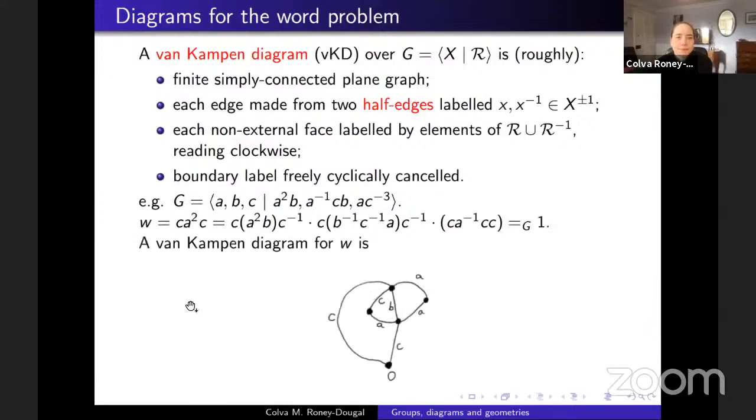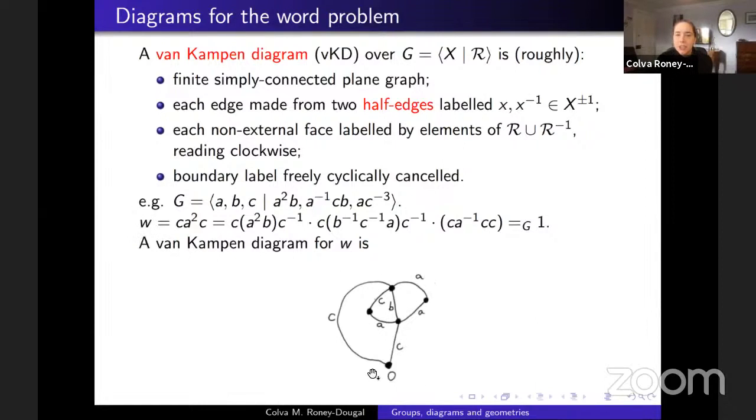Right. Here's a picture. Here's the Van Kampen diagram for W. So it's a graph, there's some edges and some vertices. Each edge, I've put the positive label on one side, and you should think of the inverse as being on the other side. So I've written it on the side where it's positive, and the inverse is the other side of the edge. If I read around this diagram, I read C A A C, which is W.